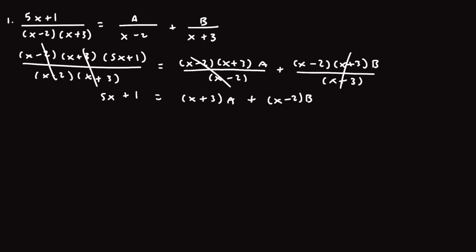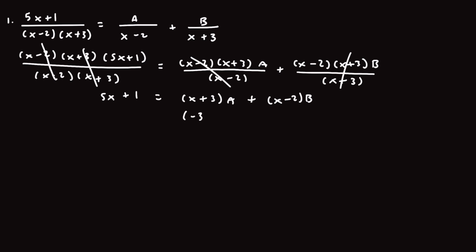In order to find the values of a and b from here, we can actually plug in a value for x. So the value you plug in for x should be such that you can equate one of these to 0. So what I mean by that is if I plug in negative 3 here, negative 3 plus 3 equals 0. 0 times a will be 0. So I will be left with just this part of the equation. So in this scenario, I'll do just that.